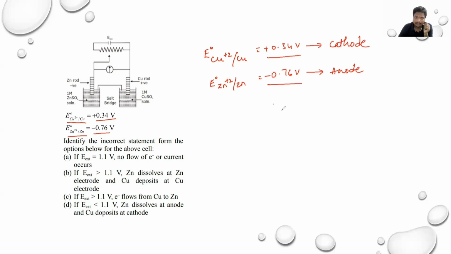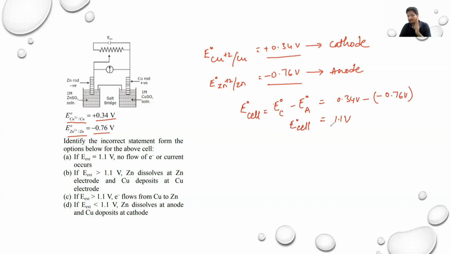So E naught of the cell is equal to E naught of cathode minus E naught of anode. That is equal to 0.34 volts for the cathode minus minus 0.76 volts for the anode. By calculating this, you will get nearly 1.1 volts. So E naught of this cell is 1.1 volts.